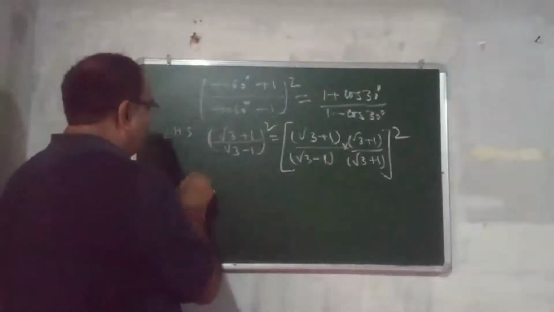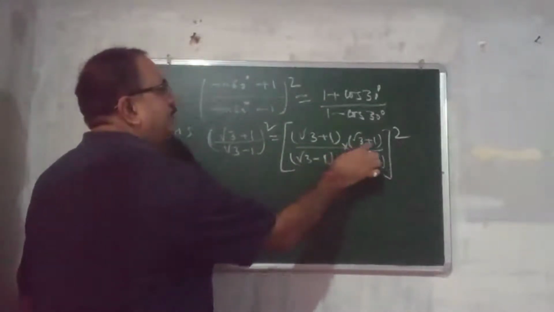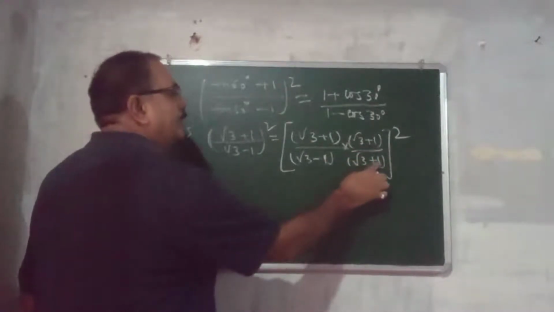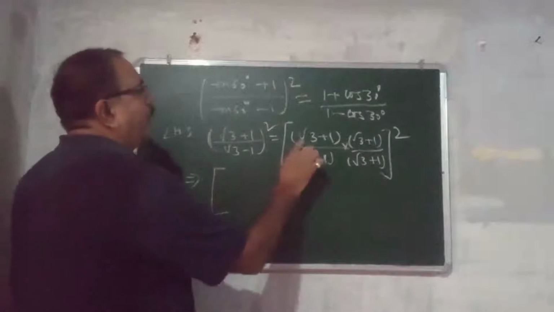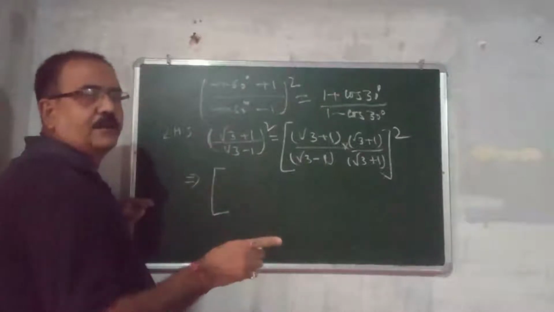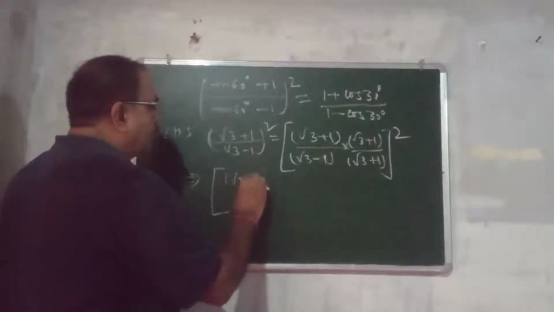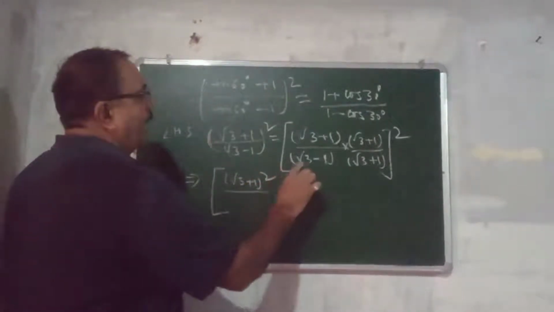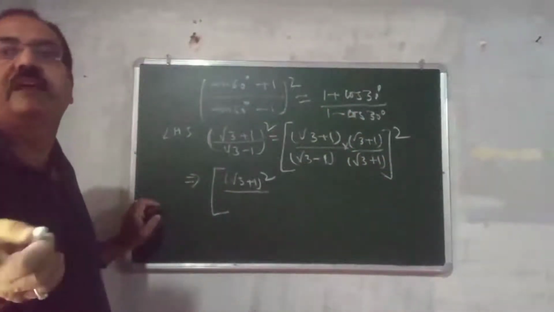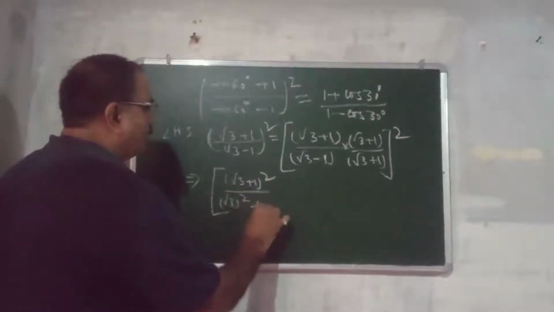Now, when we rationalize this by root 3 plus 1, we multiply the numerator by root 3 plus 1 and the denominator also by root 3 plus 1. Now we will simplify. Root 3 plus 1 into root 3 plus 1 is a plus b into a plus b. What is the result? A plus b whole square. And this is a minus b into a plus b, so what is the result? A squared minus b squared. So this becomes root 3 squared minus 1 squared.